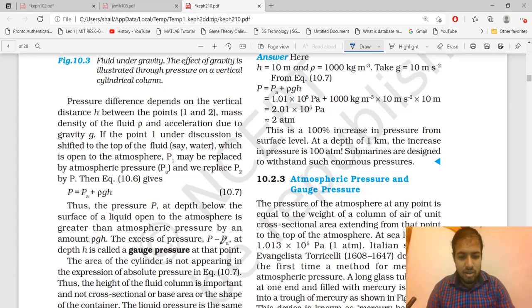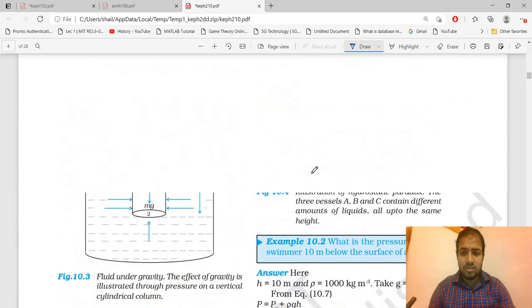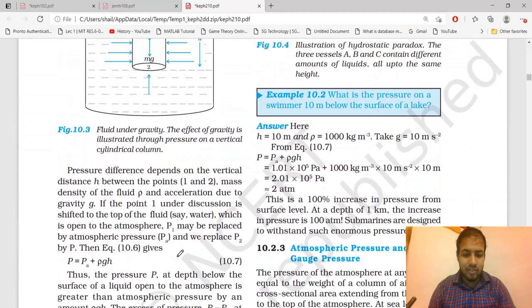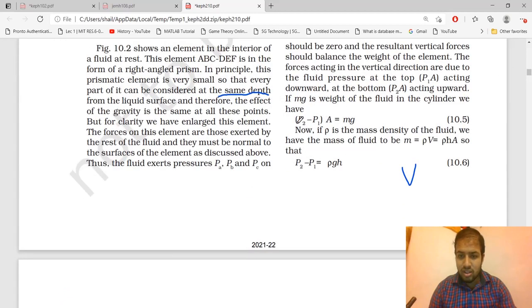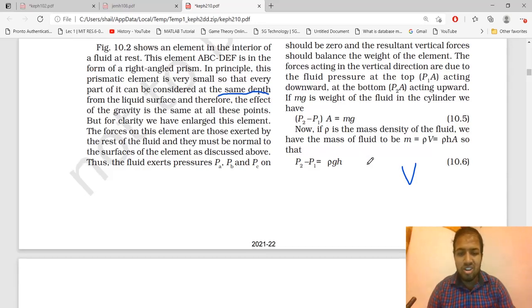The excess of pressure P minus Pa at depth h is called the gauge pressure at that point. The area of the cylinder is not appearing in the expression of absolute pressure in equation 10.7. So where does the area disappear? Because (P2 minus P1) times area equals mg, and when we write m in terms of density and volume, we get area on this side also. Both A's cancel out and we get P2 minus P1 equal to rho g h.